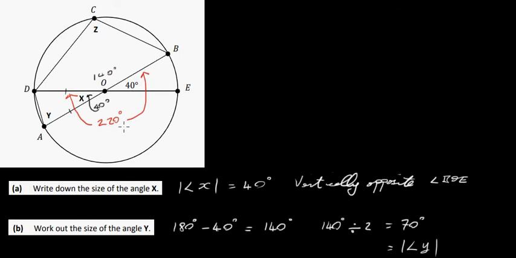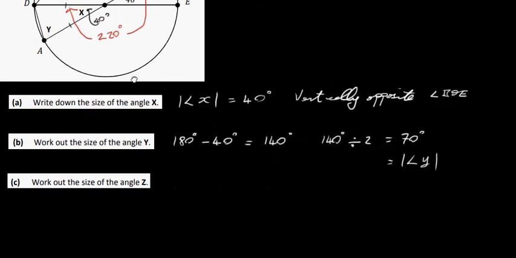Probably the easiest way would be the first way I showed you. We have this cyclic quadrilateral here. Opposite angles add up to 180 degrees. We know Y is 70, therefore Z must be 110. So let me just write that out.